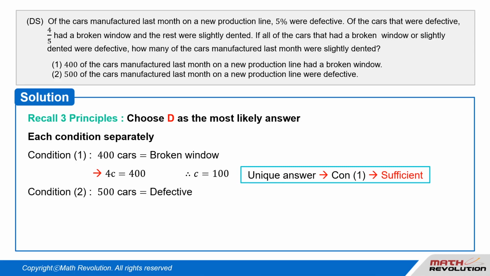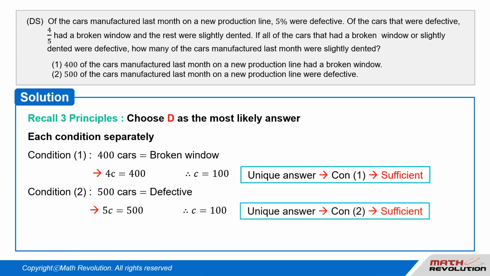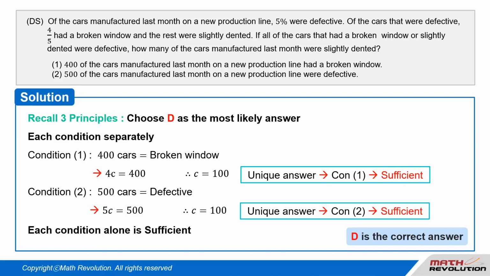Condition 2 tells us that 500 of the cars manufactured last month on a new production line were defective. Putting this into an equation, we get 5C equals 500, which can be rearranged to get C equals 100. The answer is unique, so condition 2 is sufficient. Each condition alone is sufficient.